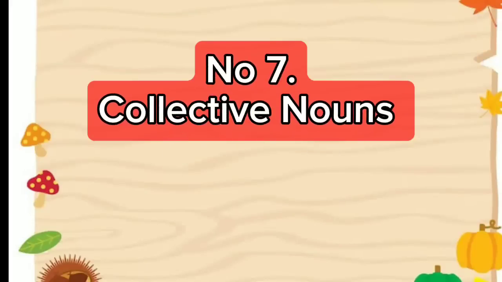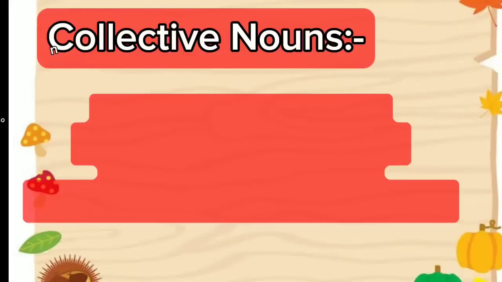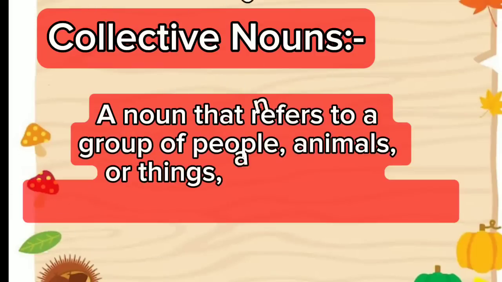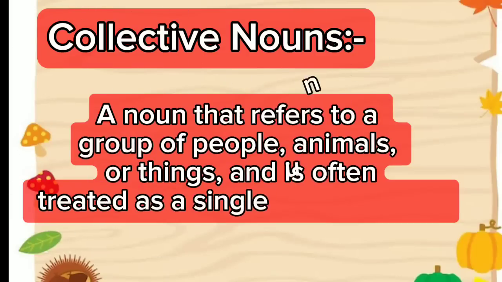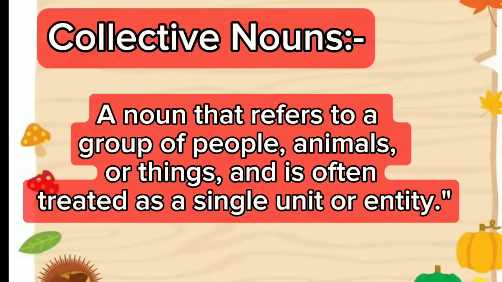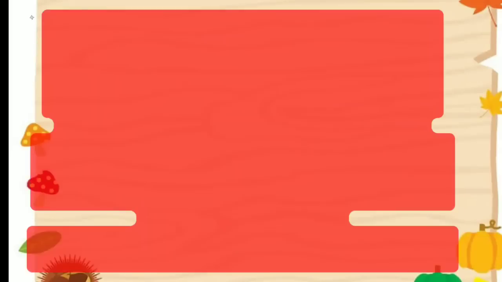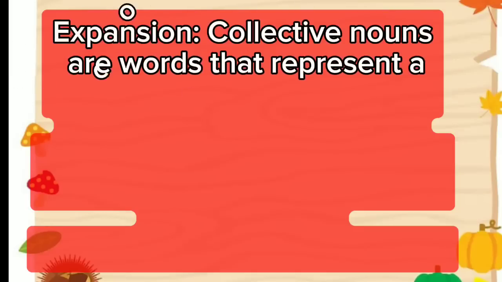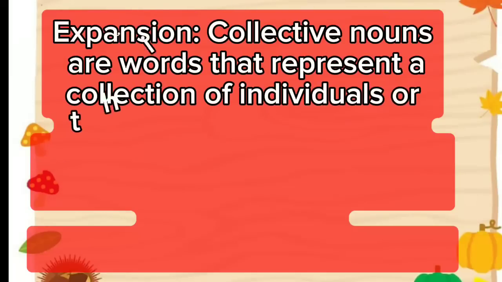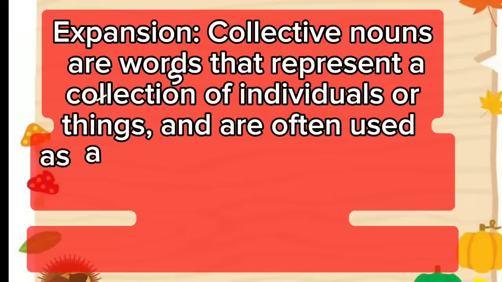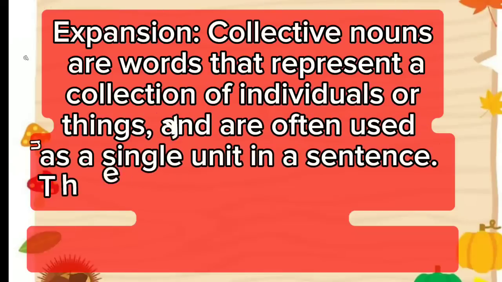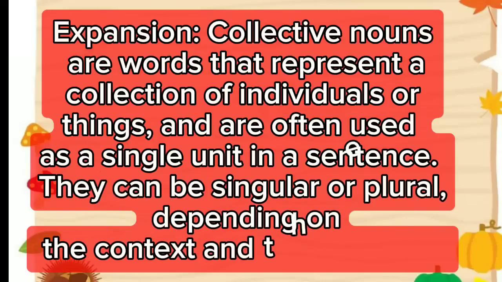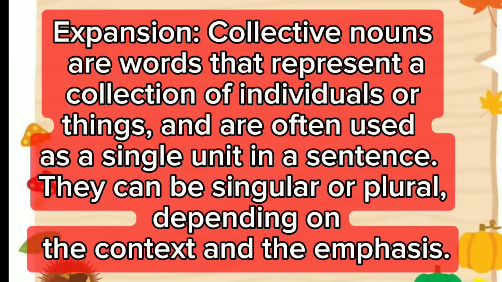Number 7. Collective nouns. Definition: a noun that refers to a group of people, animals, or things, and is often treated as a single unit or entity. Expansion: collective nouns are words that represent a collection of individuals or things, and are often used as a single unit in a sentence. They can be singular or plural, depending on the context and the emphasis.